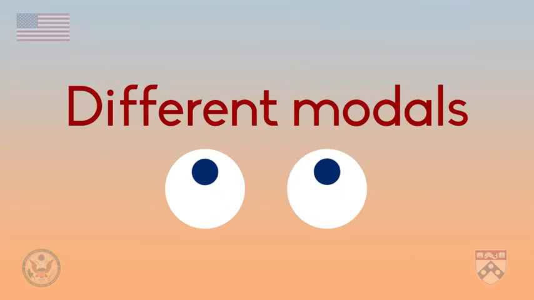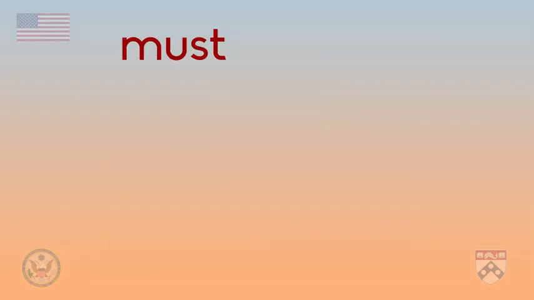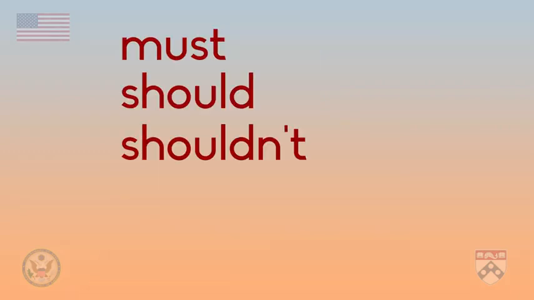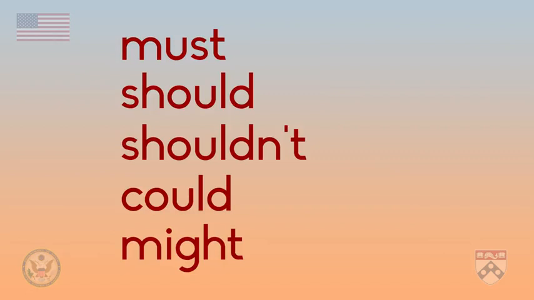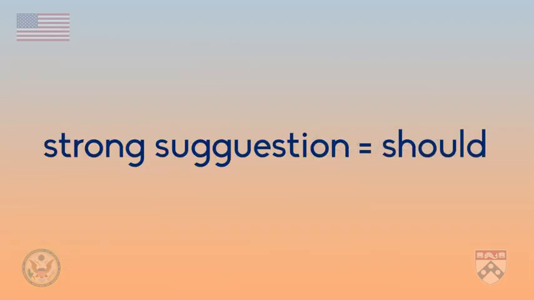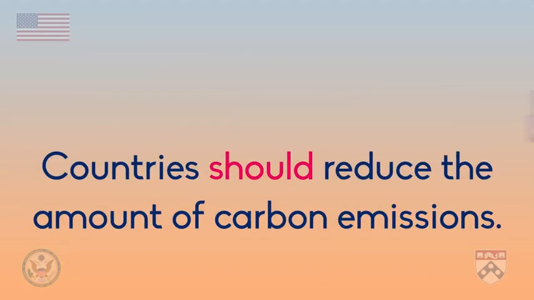Okay, so now we know the structure of using modal verbs. Let's look at the different modals we can use. When you're making a suggestion, you can use different modal verbs. Use must, should, shouldn't, could or might, depending on how strong your suggestion is. For example, if you want to make a strong suggestion, then use should. Countries should reduce the amount of carbon emissions.